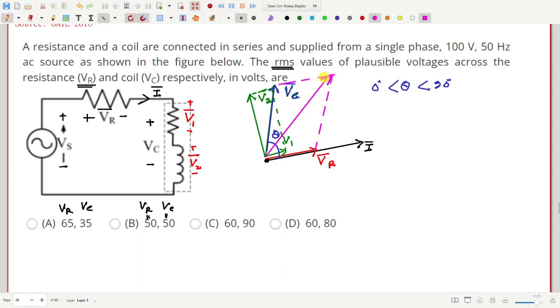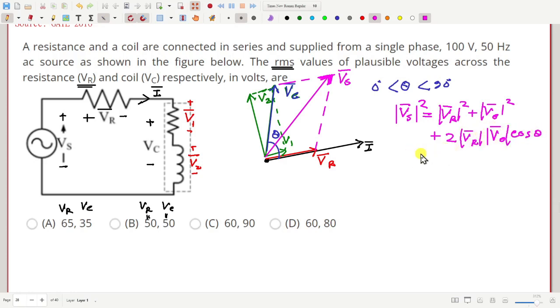Okay, so this is Vs. Now, in terms of theta, VC and VR, using trigonometric rules, or vector rules, how much is the magnitude of Vs, or Vs square? Vs square equals VC square plus VR square plus 2 VR VC cos theta. Absolutely right.